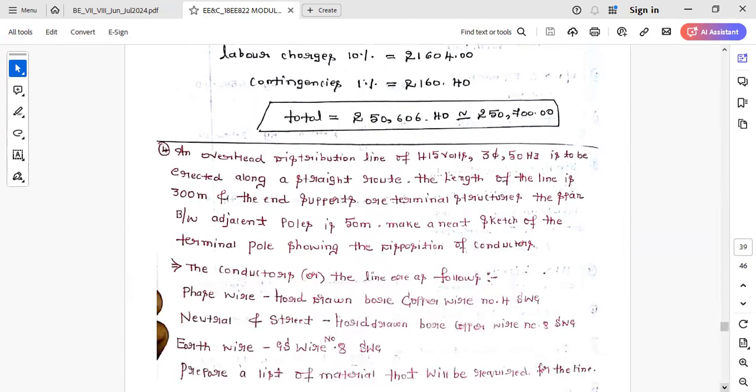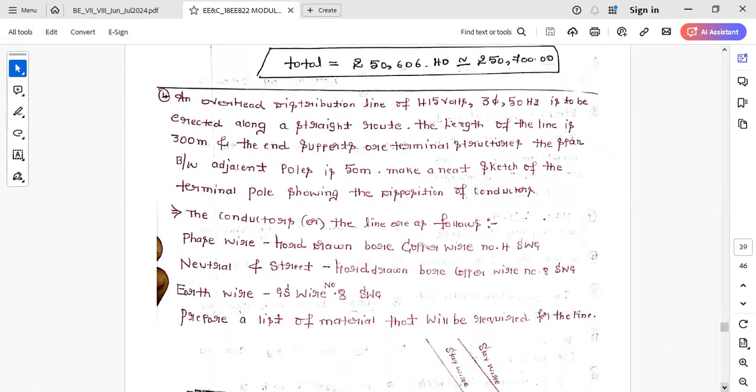Okay, next one, fourth problem. The overhead distribution line of 415 volts, three phase, 50 hertz is to be erected along a straight route. The length of the line is 300 meter and the end supports are terminal structures. The span between adjacent poles is 50 meter. Make a neat sketch of a terminal pole showing disposition of the conductors. The conductor lines are as follows: phase wire, hard-drawn bare copper conductor, number 4 SWG; neutral and street light, hard-drawn bare copper conductor, number 8 SWG; earth wire, GI wire, number 8 SWG. Prepare the list of material that will be required for the line.